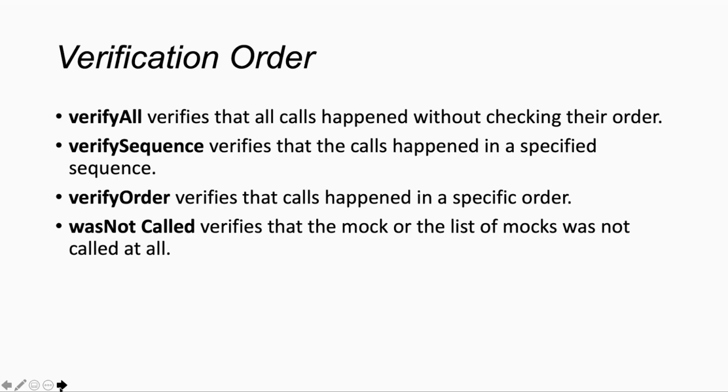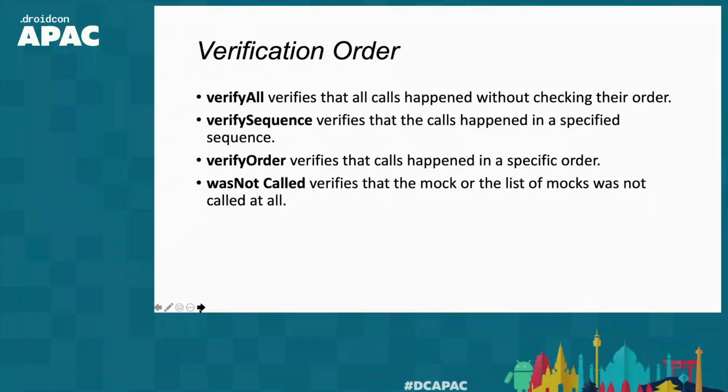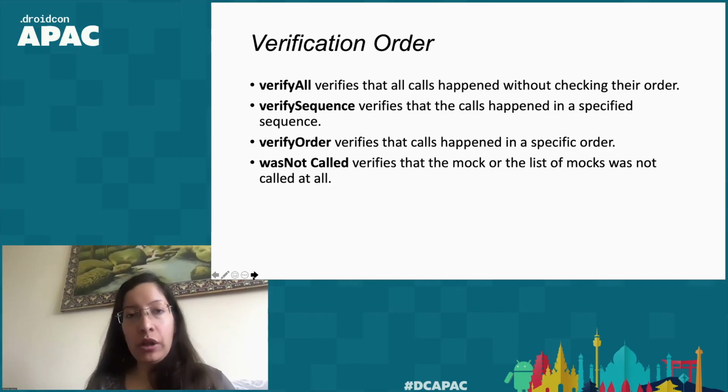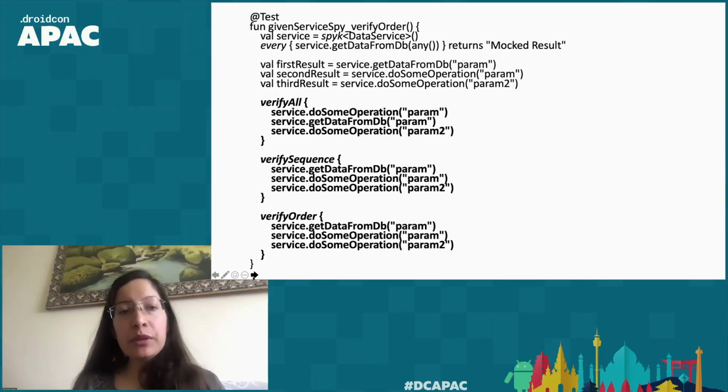Now moving on to verifying order. For that, we have a few constructs in MockK like verifyAll, verifySequence, verifyOrder, and wasNot called. All specifies that all calls have taken place without checking the order. Sequence specifies whether they have happened in a sequence. Order specifies whether they have happened in a specific order, and wasNot called specifies that the mock was not invoked at all. The difference between verifySequence and verifyAll is that in sequence you can miss certain calls, but in order they need to be in the exact order.